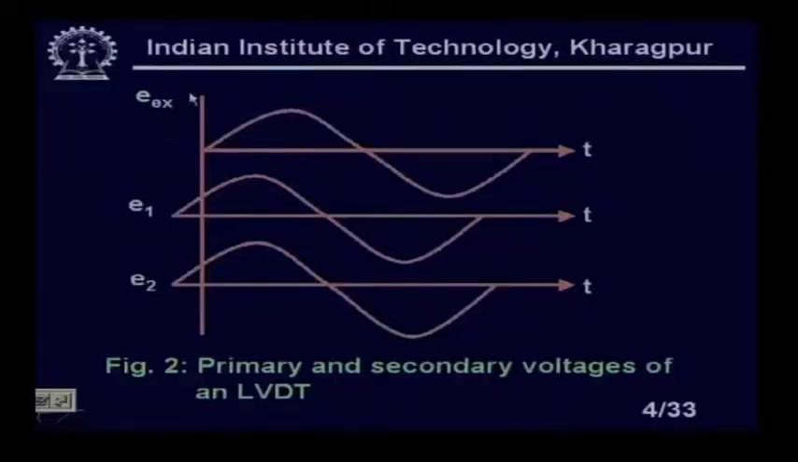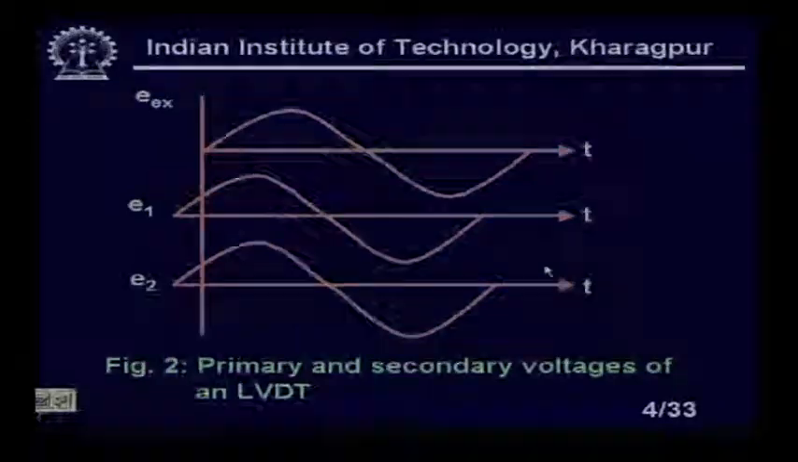Now, if you look at the screen, you see we have given the excitation voltage, the sinusoidal voltage, in the primary, and the two secondaries are identical. So, obviously, I will get two secondary voltages E1 and E2. We are assuming in these cases that the core is in the null position, that is, the geometric null position.